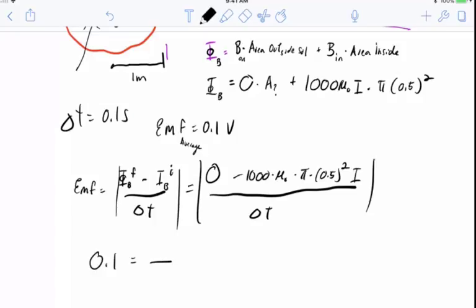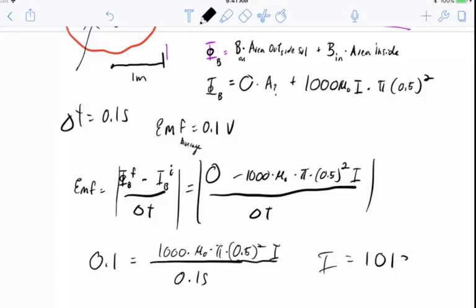0.1 is equal to, and it happened over 0.1 seconds conveniently, 1,000 times mu naught times pi times 0.5 all squared times I. So I has to equal 1 over 1,000 times mu naught, which is 4 times pi times 1e minus 7, times pi times 0.5 times 0.5. So 1 divided by that number is 1013 amps. You see how neatly that works? It's pretty fun putting all these different terms together. I really enjoy it. Okay, so that was question 27.